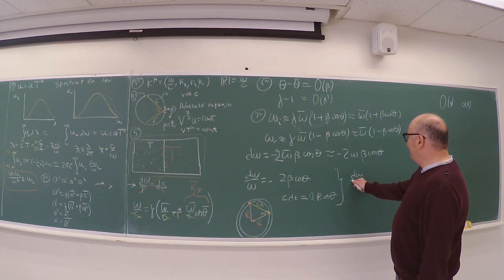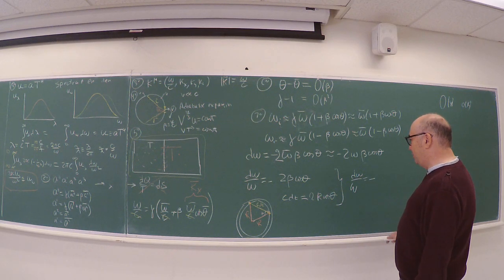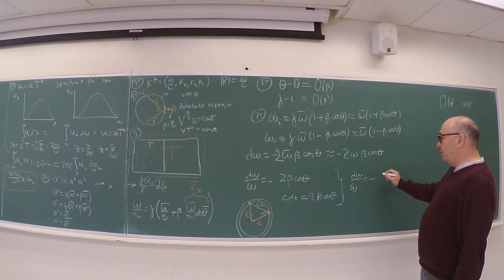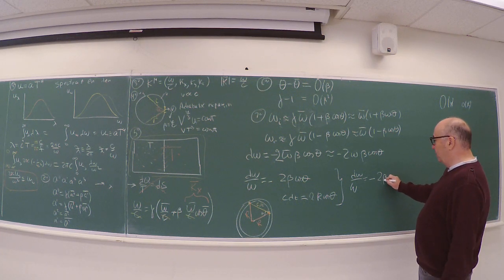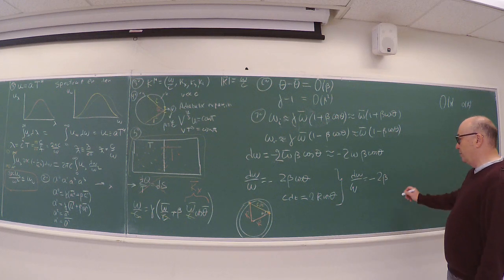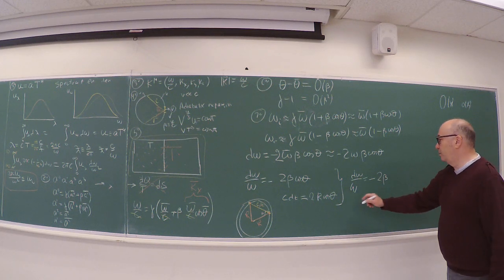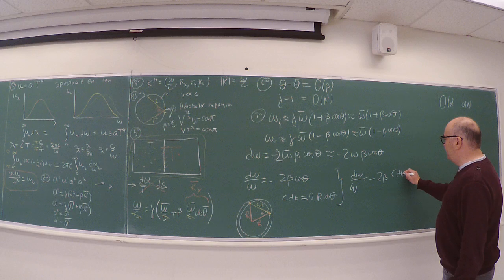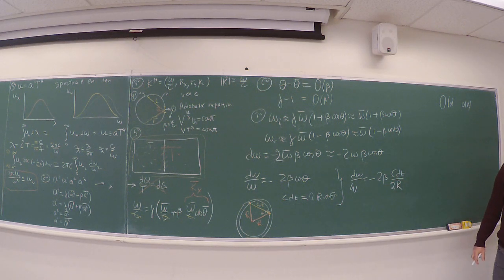Amazing. d omega divided by omega is equal to negative 2 beta, and let me substitute cosine from this equation to that equation. What is cosine from this equation? It is c dt divided by 2r. Sounds good? Isn't that amazing? Right answer is yes.